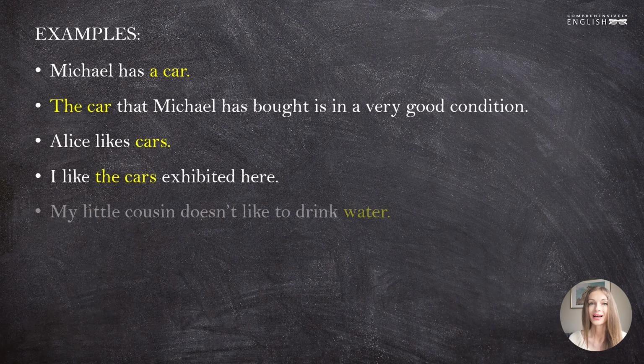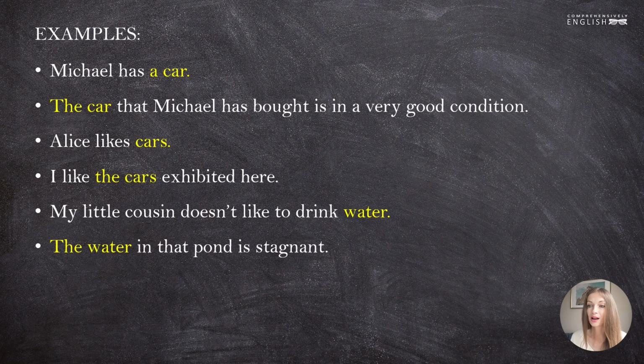The cars. My little cousin doesn't like to drink water. Water is an uncountable abstract noun. Here it is used in its general sense. My little cousin doesn't like to drink any water at all. Therefore, here we opt for the zero article.